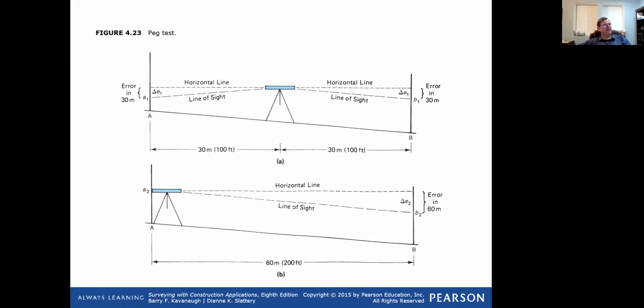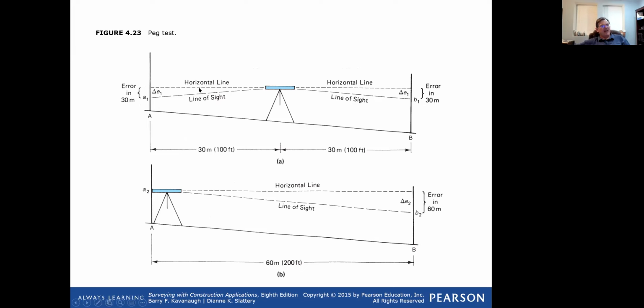Here we are again with this line of sight and all. The book explains this kind of well. It's called a peg test. It's in figure 4.23 of your book, and starts up right underneath it. And what a peg test does is it tells you if your instrument is out and by how much.